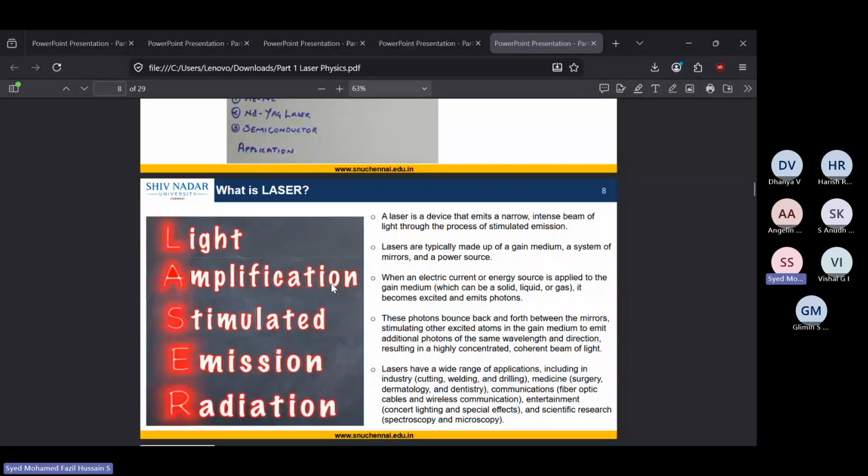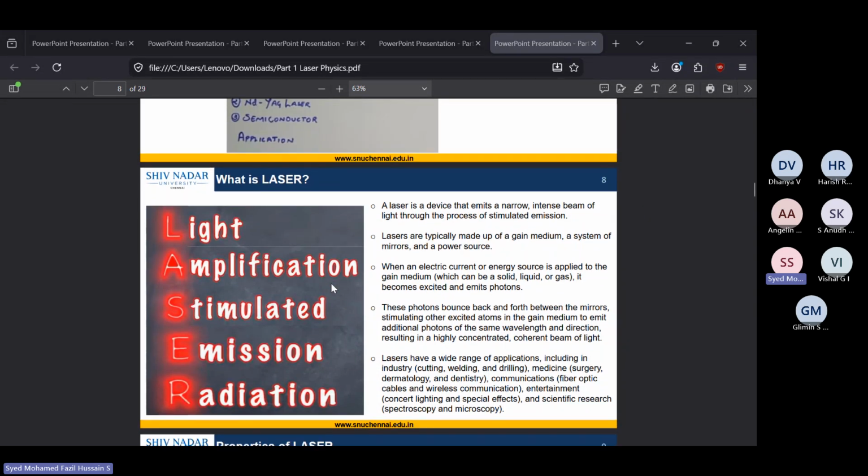A laser is a device that emits a narrow intense beam of light through the process of stimulated emission. We have all seen how a laser works. If we turn on a laser, it goes in a straight line, and no different colors are expected out of it. Just a single wavelength of light is emitted out of that device, right? So that is some of the characteristics of a laser.